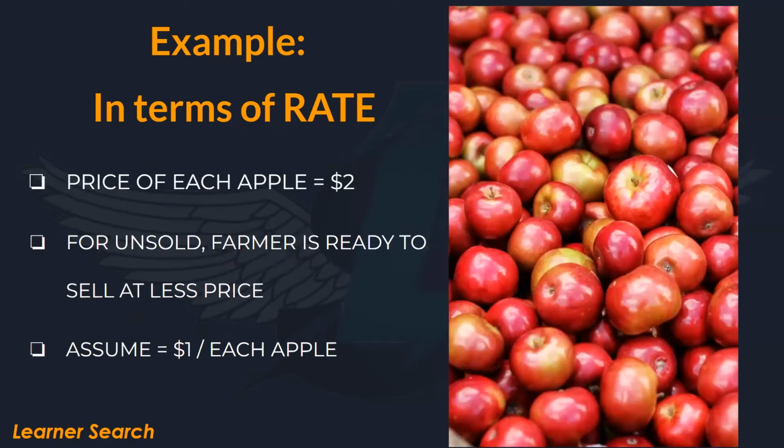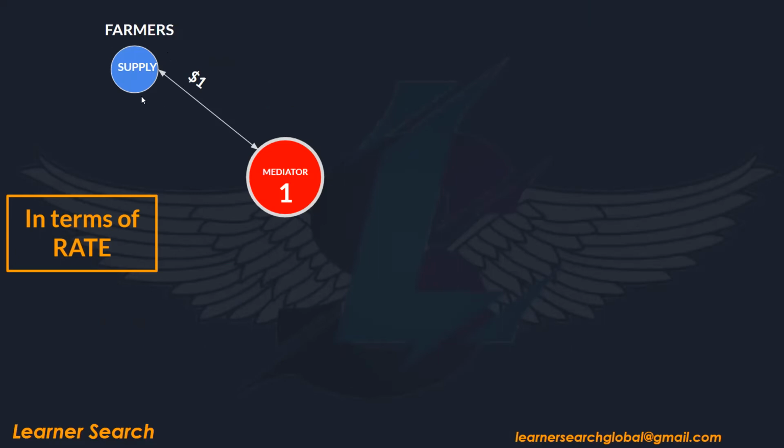So let's take an example in terms of rate. We have discussed in terms of quantity. Let's take in terms of rate how exactly it can happen. Not perfectly 100% it will happen in the same way, but this is one of the things that may happen. Let's assume the price of each apple is $2. For unsold apples, the farmer is ready to sell at a lower price, assume $1 for each apple. So the price of each apple is $2, and he's selling at 50% of the rate, $1 only now for the unsold ones. For those unsold apples, he's selling at $1 to mediator one.